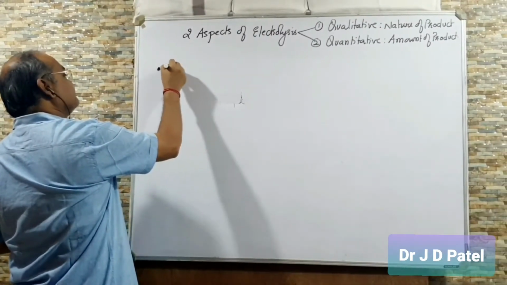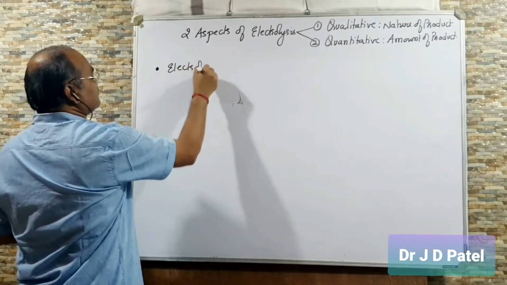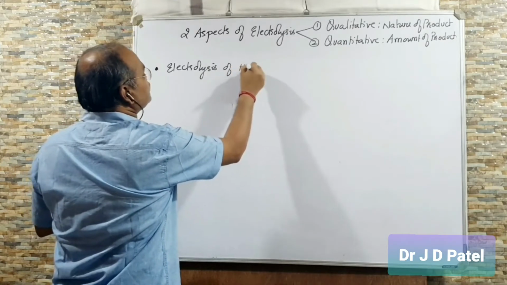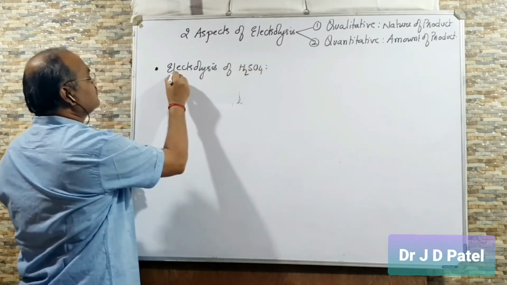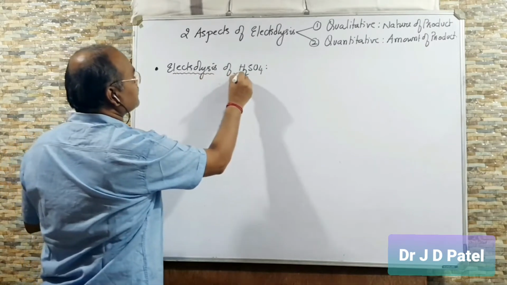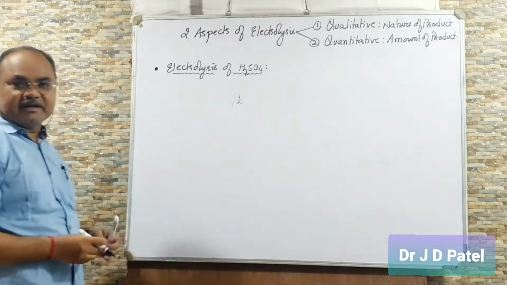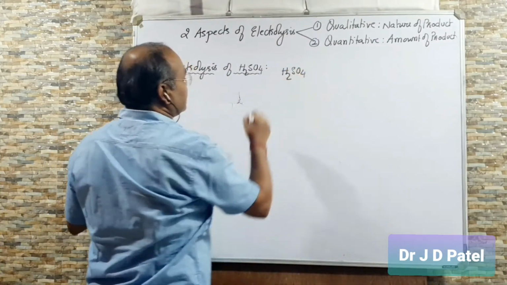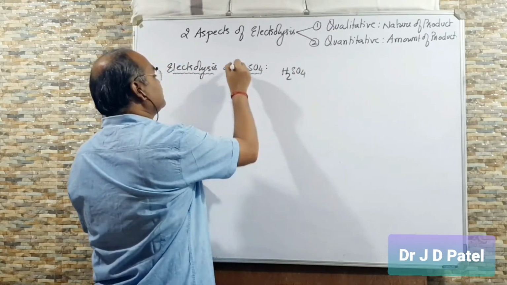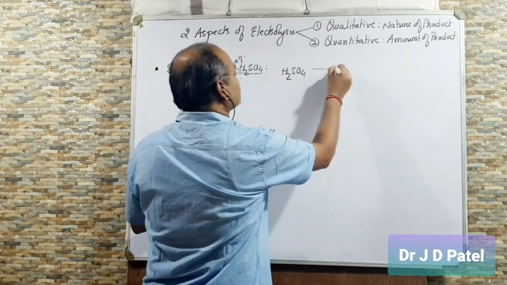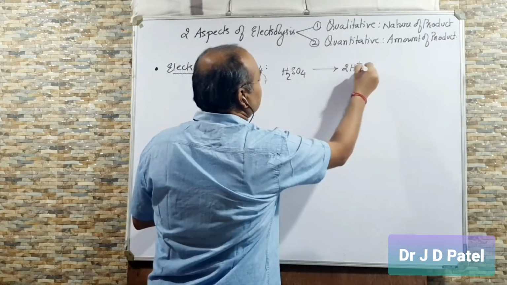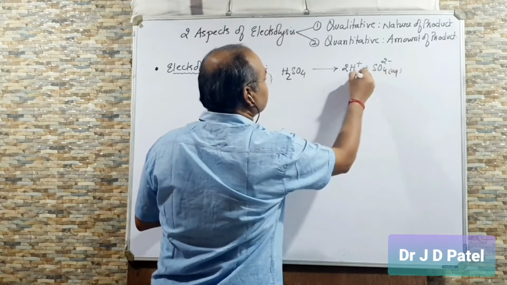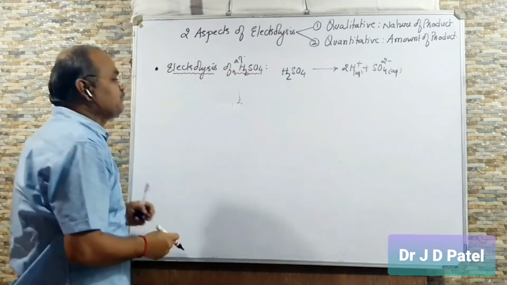Example 2. Electrolysis of H2SO4. Now when we carried out electrolysis of H2SO4, you know, it is actually aqueous H2SO4. H2SO4 gives 2H plus and SO4 2 minus. Right?